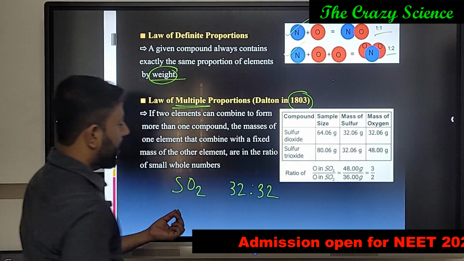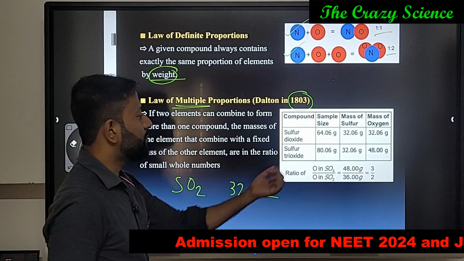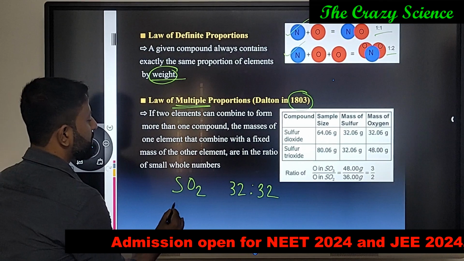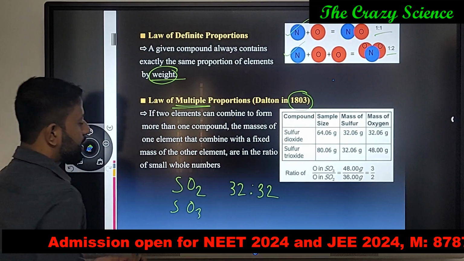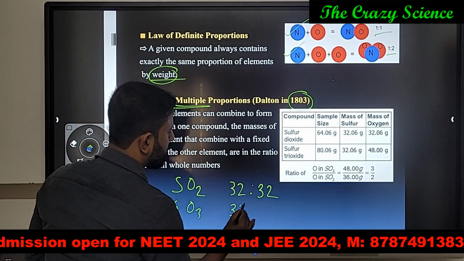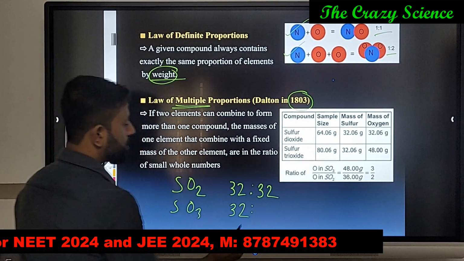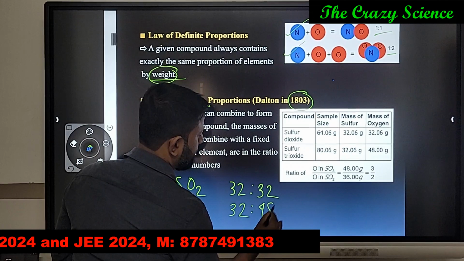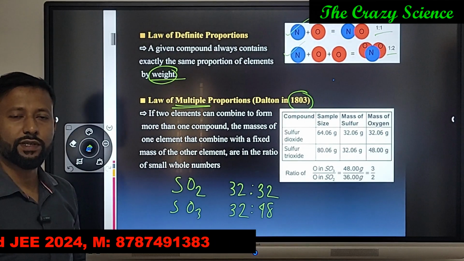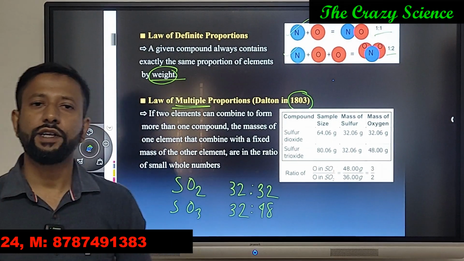Okay. And next is sulfur trioxide. So sulfur trioxide means SO3. Here also the sulfur amount is 32. But what amount of oxygen? Oxygen is 48. How 48? Because 1 oxygen equals 16, so 3 oxygen becomes 3 into 16.